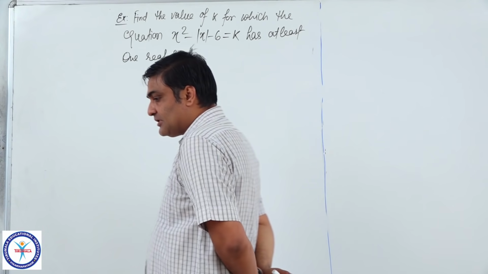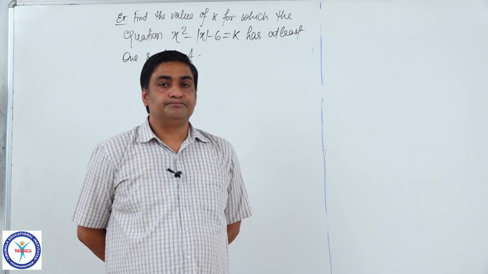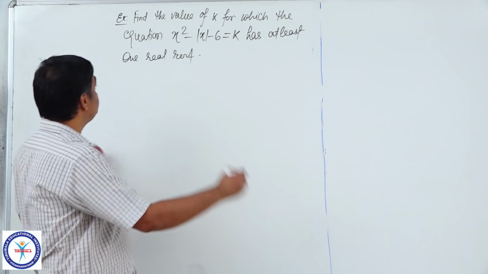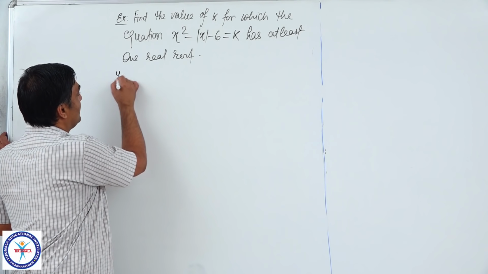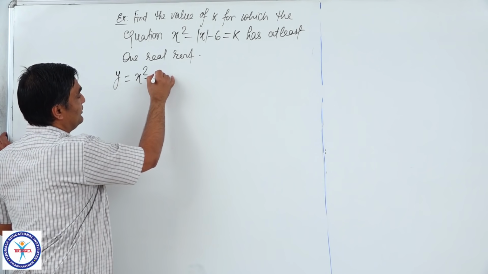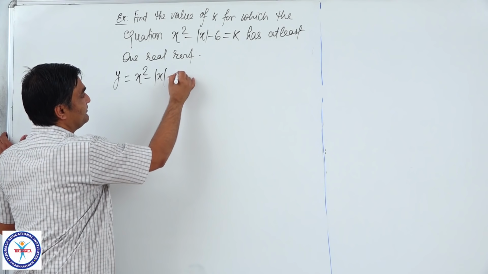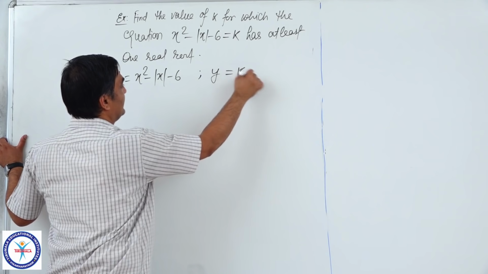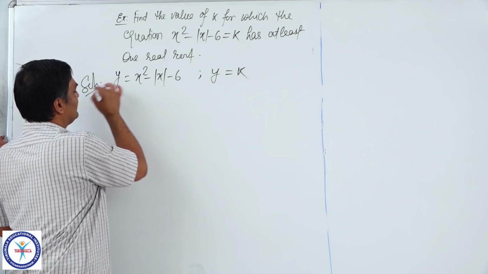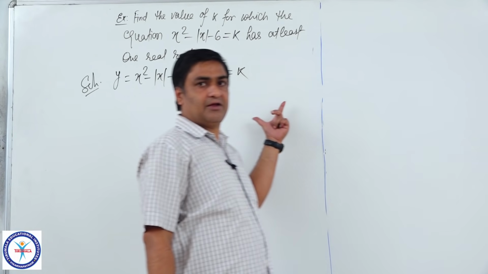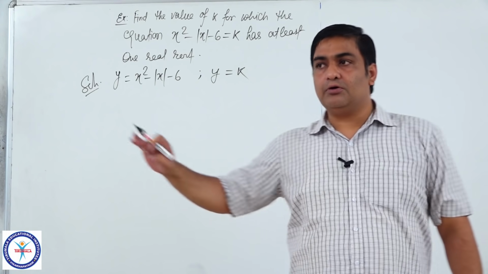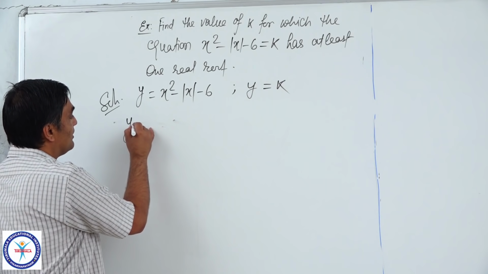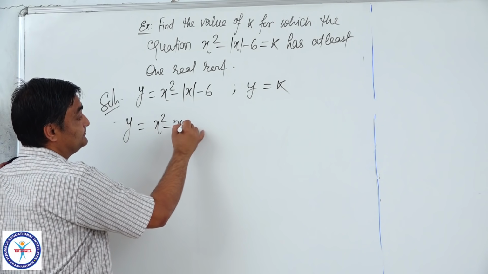Okay. So in this, we will draw two graphs: y equal to x square minus mod x minus 6 and y equal to k. See, this graph y equal to k is a line parallel to the x-axis. Now, we will draw the graph of the first.